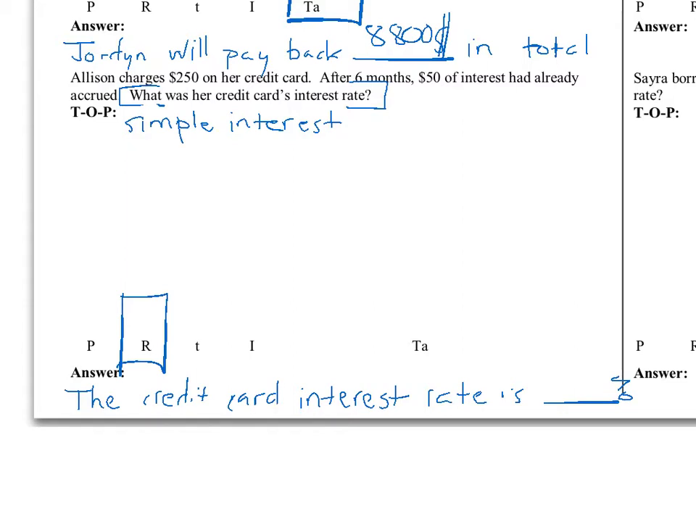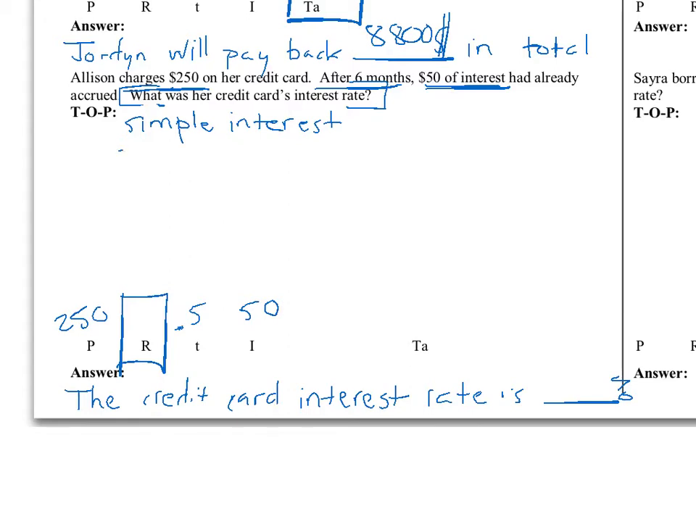Okay, now we gotta go through and find the information in the problem. $250 charged on the credit card. $250 is our principal. Thank you for 2 people being awake. After 6 months, 6 months is 0.5 and is our time. Very good. Good catch, guys. We're not putting in 6. Time always has to be in terms of years. And $50 of interest. $50 is our interest. It says interest. $50 of interest.